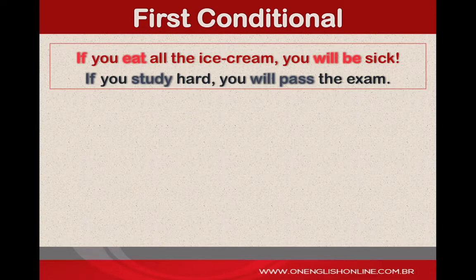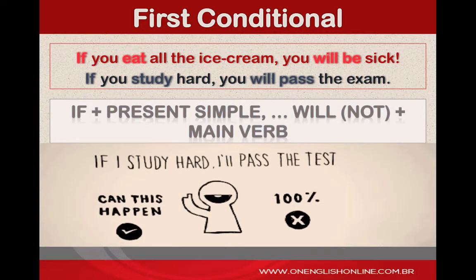We use the first conditional to talk about possible or probable conditions in the future or in the present, and to describe threats or warnings. We are thinking about a particular condition or situation in the future and the result of this condition. There is a real possibility that this condition will happen.